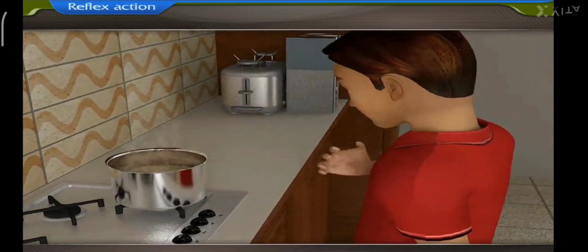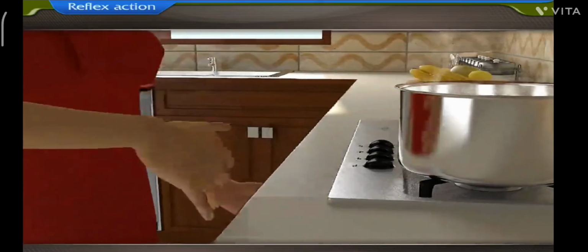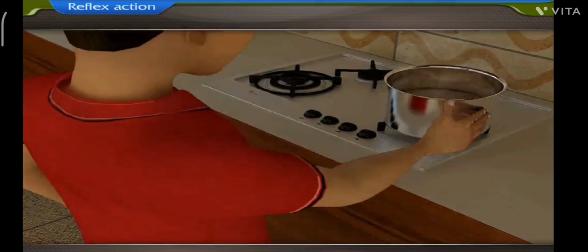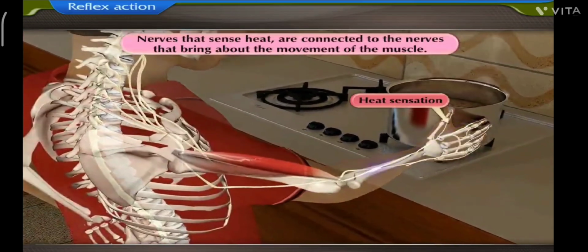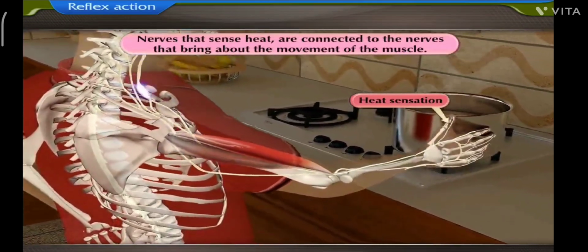There is a rapid response to the stimulus of heat. Let us see how this happens. Instead of detecting and processing the heat sensation, the nerves that sense heat are connected to the nerves that bring about the movement of the muscle.